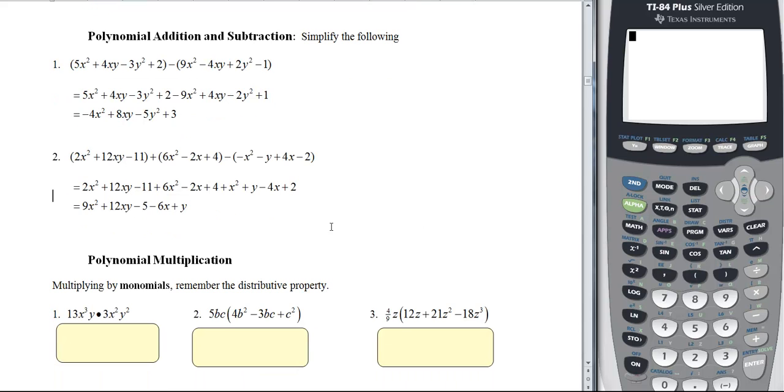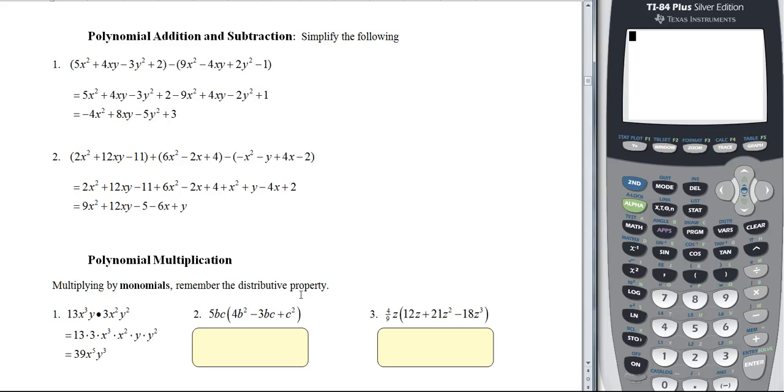Now this polynomial multiplication, this uses our rules of exponents that we had earlier. We've got to remember how to do that. Now this is a monomial times a monomial. So I've got 13 times 3, that would be 39. X to the third times x squared would be x to the fifth. And y times y squared would be y to the third. So you see, you can group them together or just look for the particular pieces and use your rules.